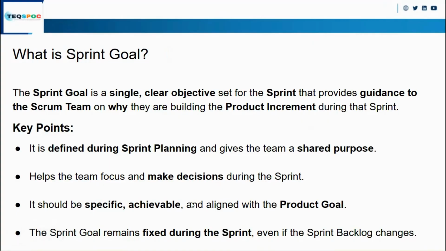So that developers can achieve the requirement in the duration of the sprint, whatever the duration, 1 week to 4 weeks. And the requirement should be aligned with the product goal or customer requirement. The sprint goal remains fixed during the sprint. As you have started the sprint, you have created the sprint goal, so that will be fixed during the sprint, even though the backlog will change. Backlog is dynamic in nature. It will keep on changing according to the requirements of the customer or stakeholder.